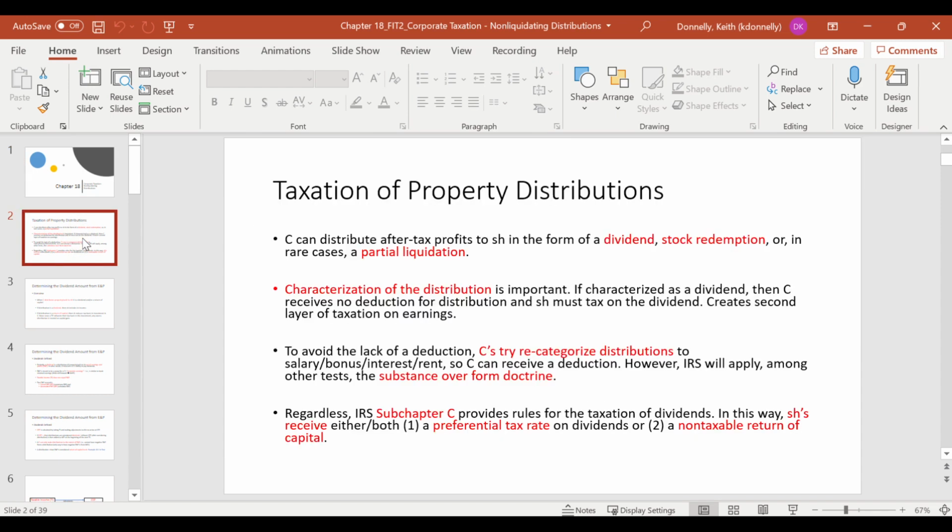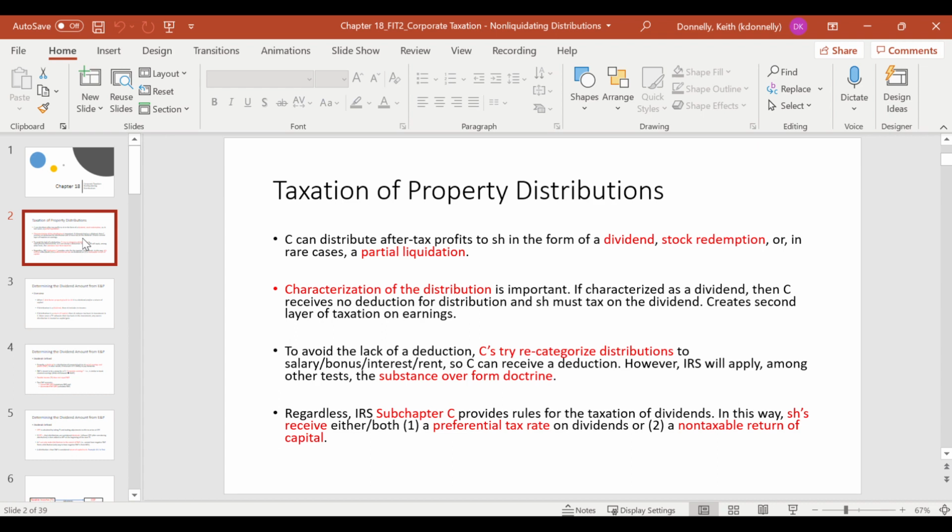So we're going to do about 13, 14 slides here. We'll break up the chapter into 3 different areas. A corporation can distribute after-tax profits to the shareholder. It can be 3 different things, and we're going to look at the 3 different ones throughout this chapter. Basically, we have a corporation, we make money, we pay tax on that money. Whatever we have left, if we want to push out to a shareholder, can be classified as one of 3 things: a dividend, a stock redemption, or a partial liquidation.